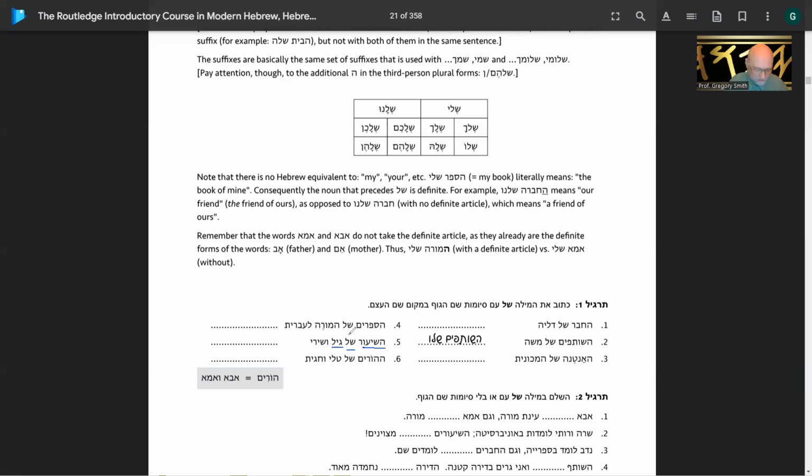Let's look at that. Hashiur shall Gil Bashiri. Hashiur shall Gil. Hashiur. That's the lesson belonging to Gil and Shiri. Okay, so lesson belonging to Gil and Shiri. Hashior shall Gil Bashiri.